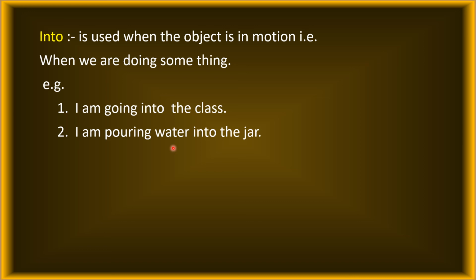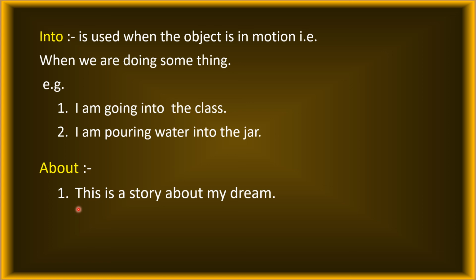The next is about. About means के बारे में. The first sentence is, this is a story about my dream. यह story मेरे सपने के बारे में है. He is about 10 years old. वह लगभग 10 साल का है.